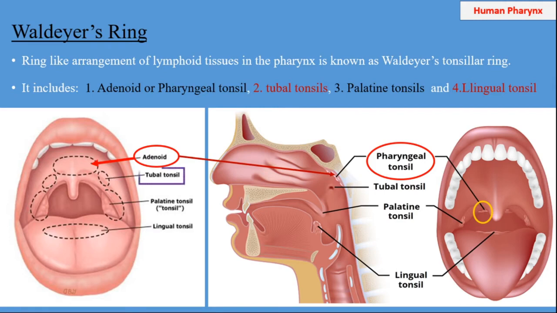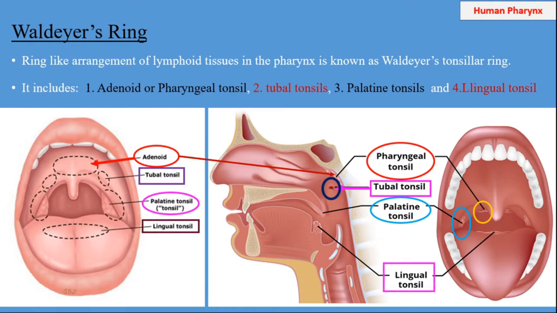Number 2, tubal tonsil. There are 2 tubal tonsils. Each one is present around the opening of the auditory tube or eustachian tube. Number 3, palatine tonsils. There are 2 palatine tonsils. Each one is present on each side of the oropharynx. The 4th tonsil is the lingual tonsil. It is located on the posterior third of the tongue.